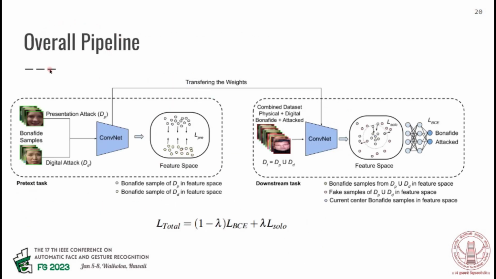So to put together the entire pipeline, first we perform a pre-training step where we combine just the bona fide samples from different attack modalities, and we try to reduce the distance between them in the feature space to mitigate the problem of covariate shift. The weights learned from this task are transferred to the downstream task where we combine the entire data set of physical as well as digital attacks, and there we train our model on the proposed solo loss, which is a combination of center loss and triplet loss, to pull the bona fide samples closer to the center and push the attacked samples out of the boundary.